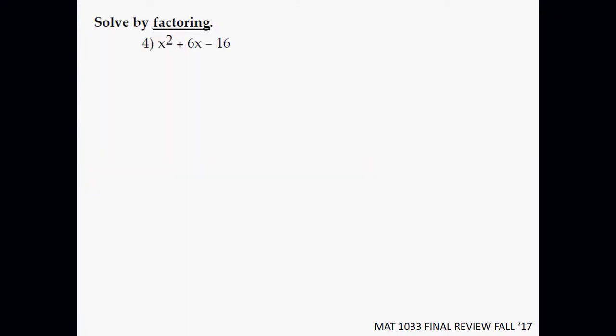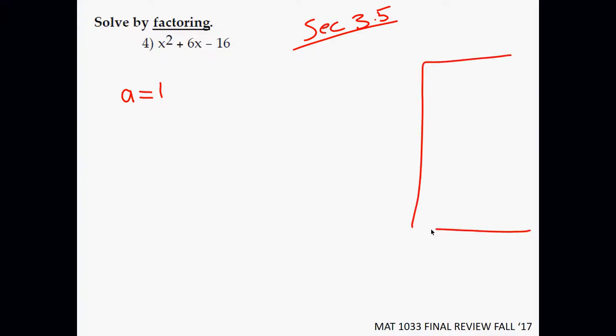So the next question, we have to factor x squared plus 6x minus 16, and this is from section 3.5. We know this is a trinomial with a equals to 1. So the way how to solve this, we factor out the negative 16. That would be scratch side as we learned. That would be negative 16. And we figure out all the factors of negative 16, that the multiplication is negative 16 and the addition is 6.